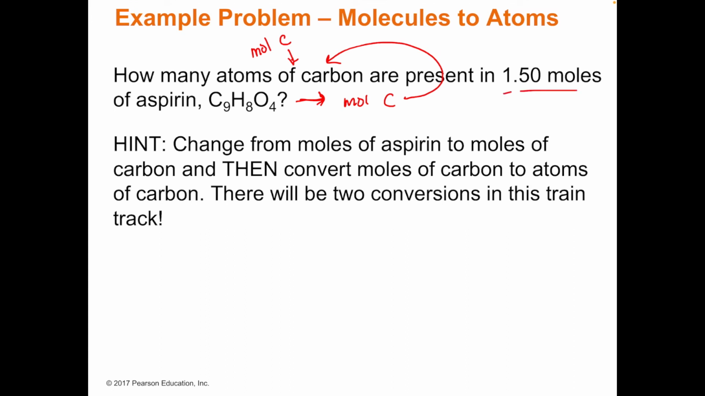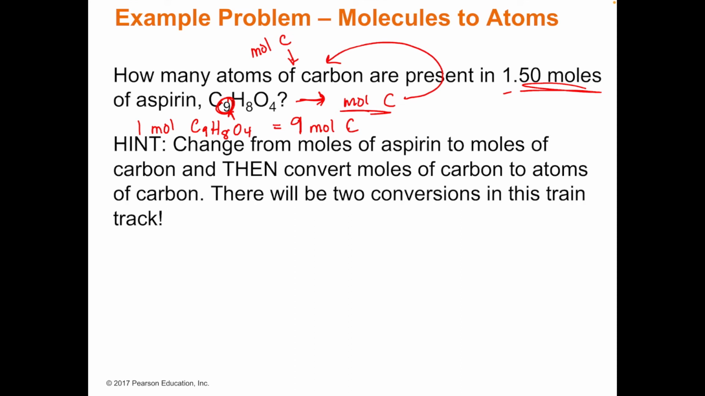So one of them, when we go from moles of aspirin to moles of carbon, we know that we can use these subscripts to tell us how many there are. And for every 1 mole of aspirin, we know that there are 9 moles of carbon because of this subscript here. So for every 1 mole of aspirin, we have 9 moles of carbon.